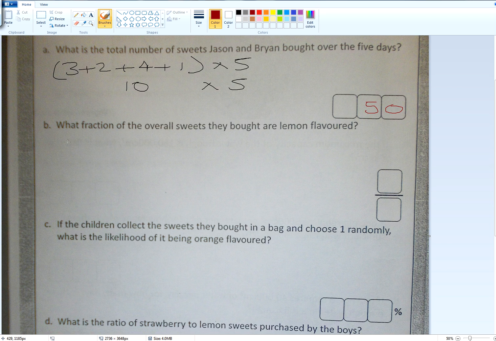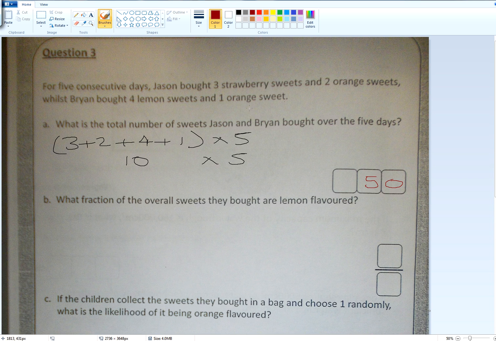Thank you very much. What fraction of the overall sweets they bought are lemon flavored? Now how many were lemon? So they bought 4 lemons per day for 5 days. So how many lemons were in there? 20. We had 20 lemons out of 50. So we divide that by 10, divide that by 10. That gives us a nice clean answer of 2/5.